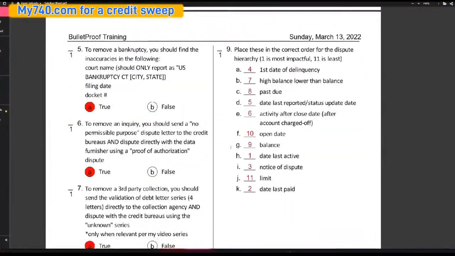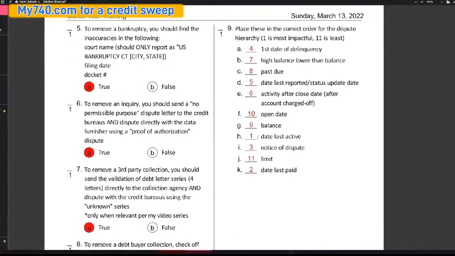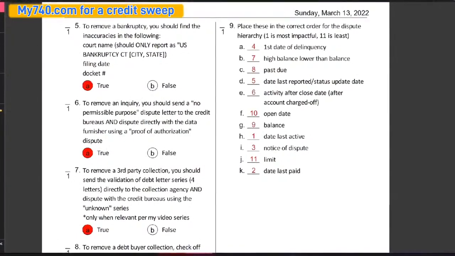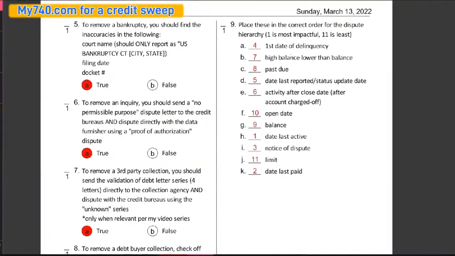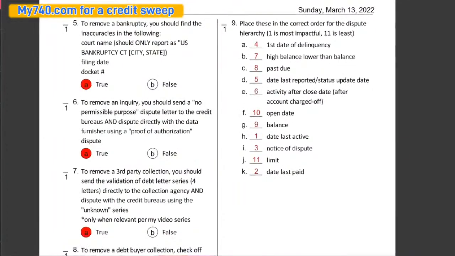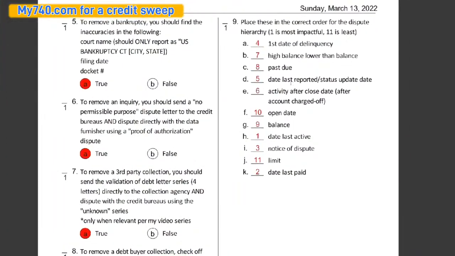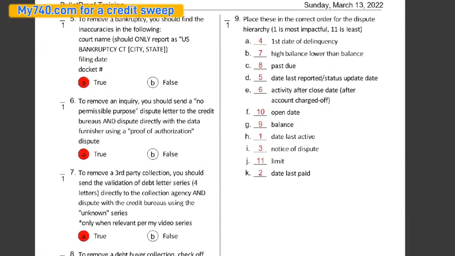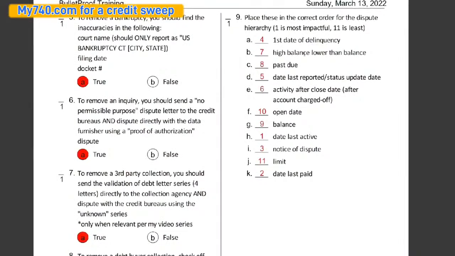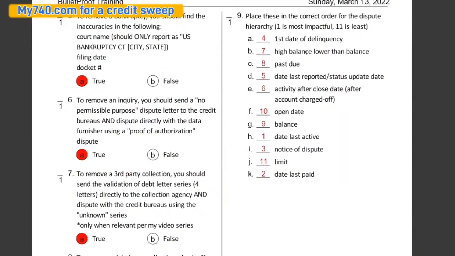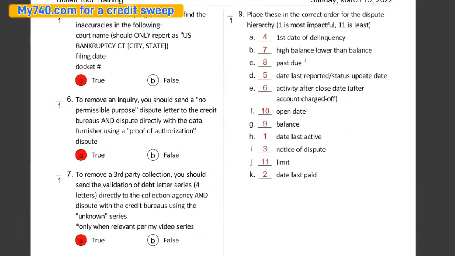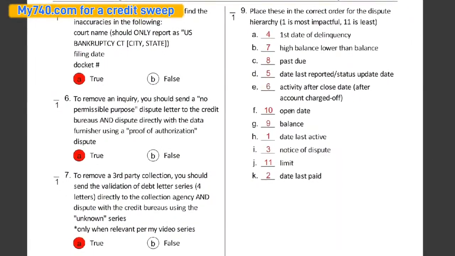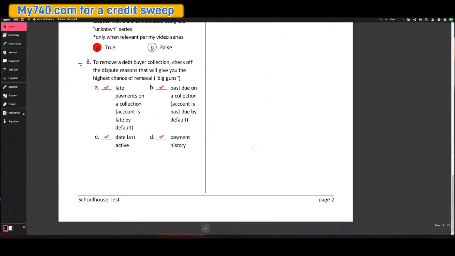So you're going to see down here that number 1 is date last active, 2, date last paid, 3, notice of dispute, 4, first date of delinquency, 5, date last reported or status update date, 6, activity after the close date, after the account was charged off. 7, high balance is lower than the balance, because the high balance is the highest the balance ever was. So how could it possibly be lower than the balance? 8, past due. 9, balance. 10, open date. 11, limit. All right.